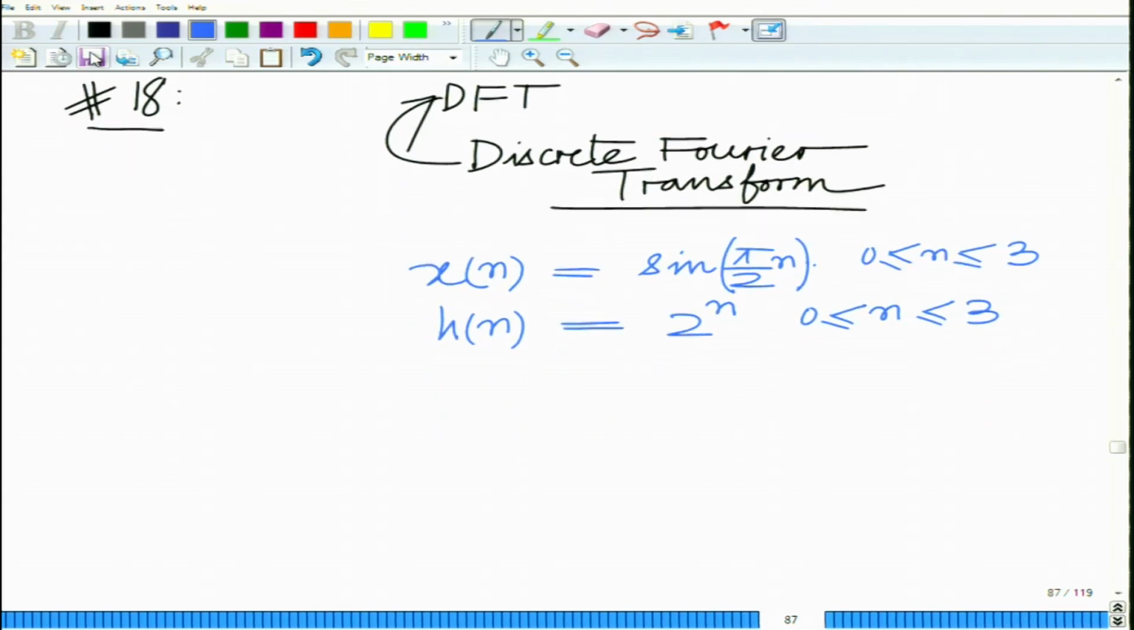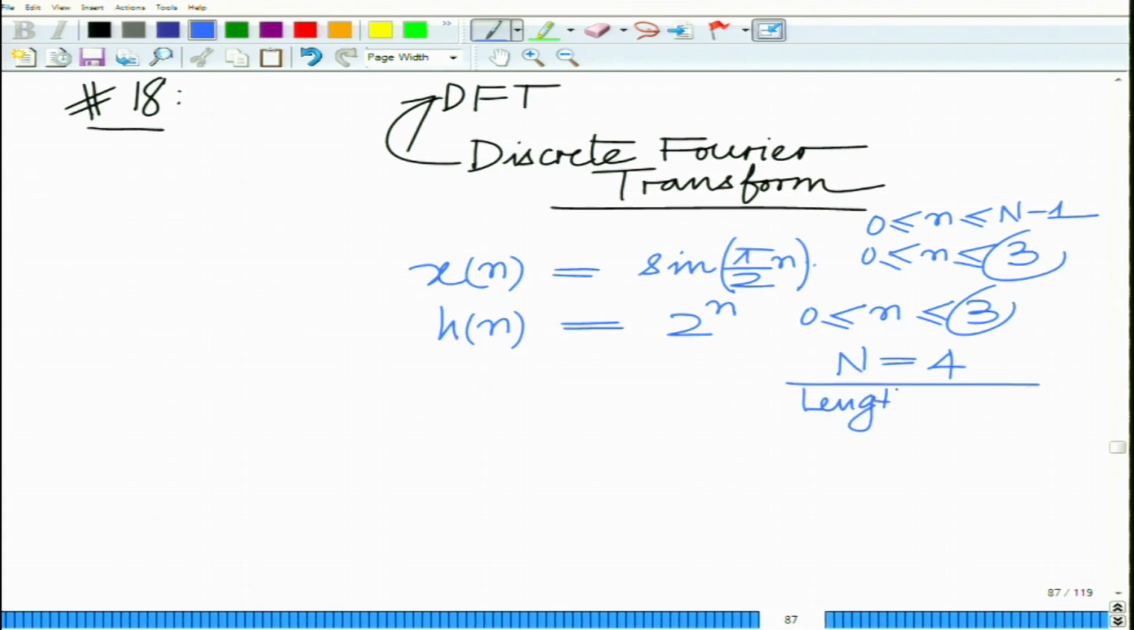Now, what we want to do is find the following. Clearly you can see here for these finite length sequences N is equal to 4. So we have 0 less than or equal to n less than or equal to N minus 1. So capital N, that is the length of these sequences, is 4.